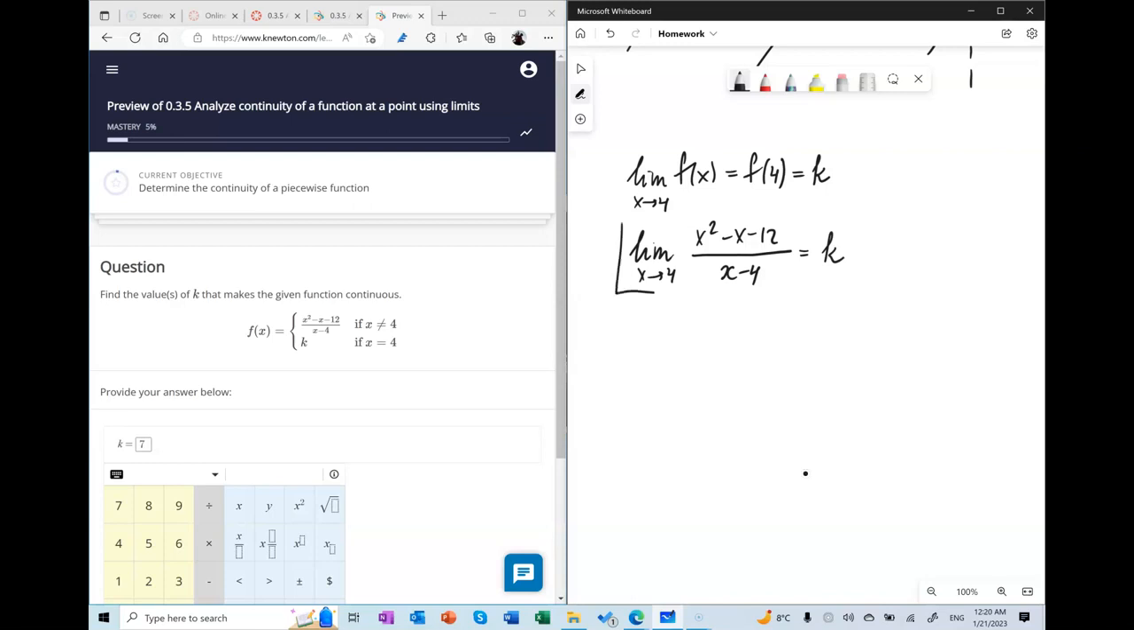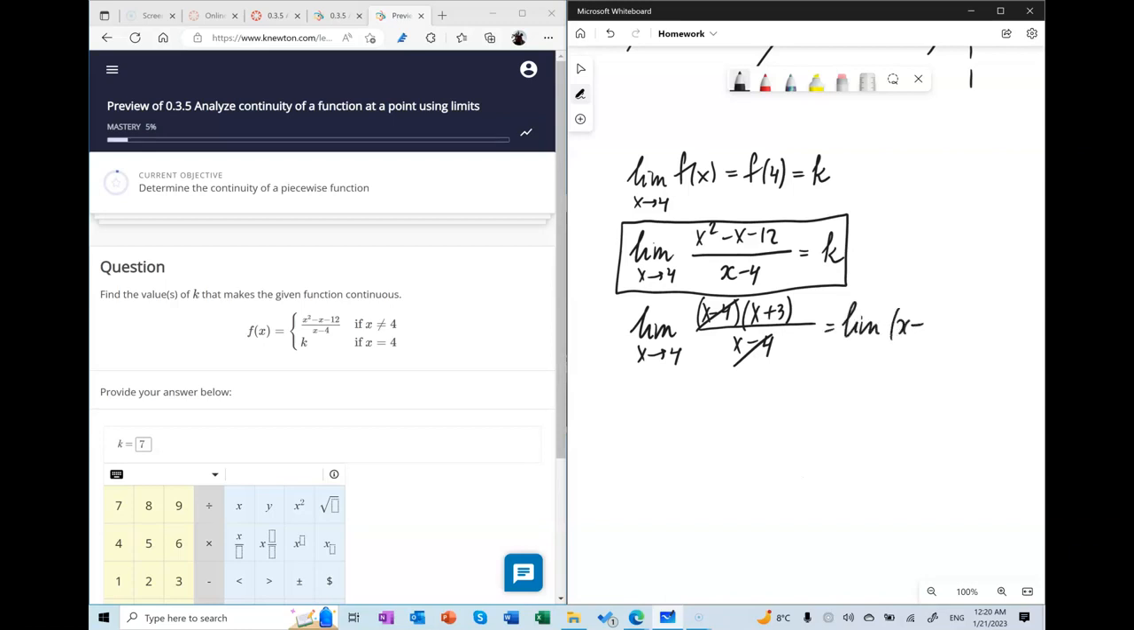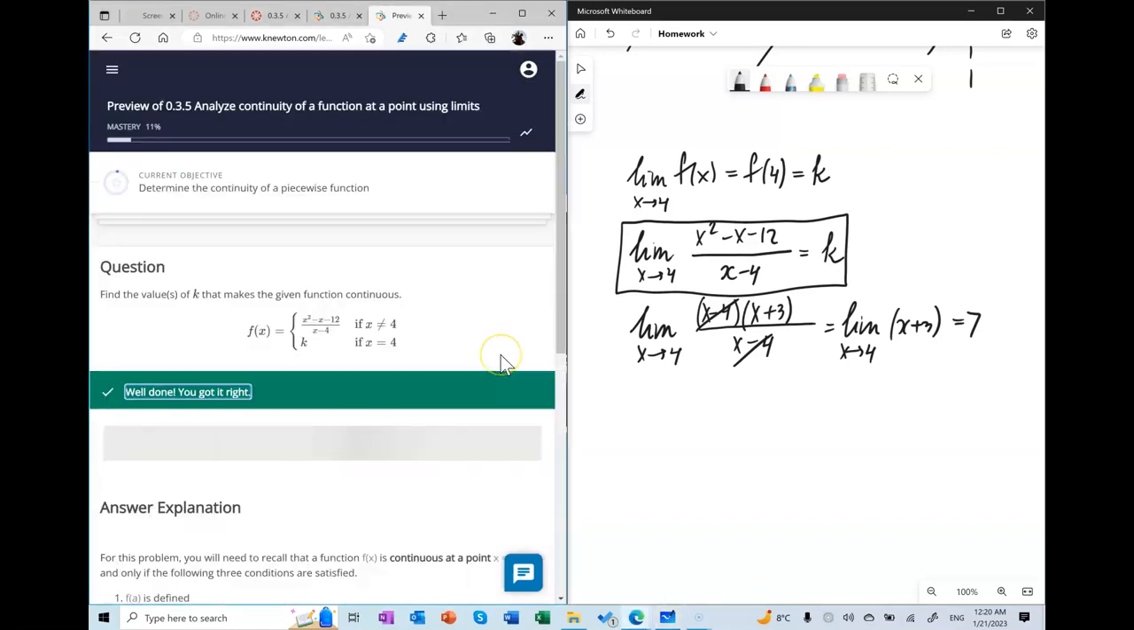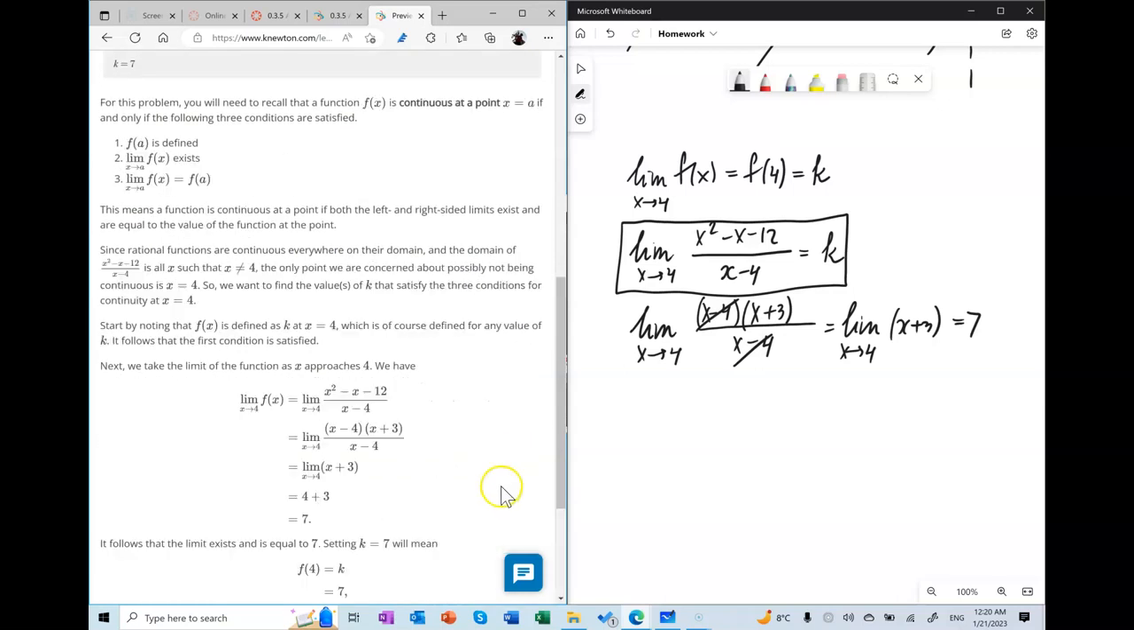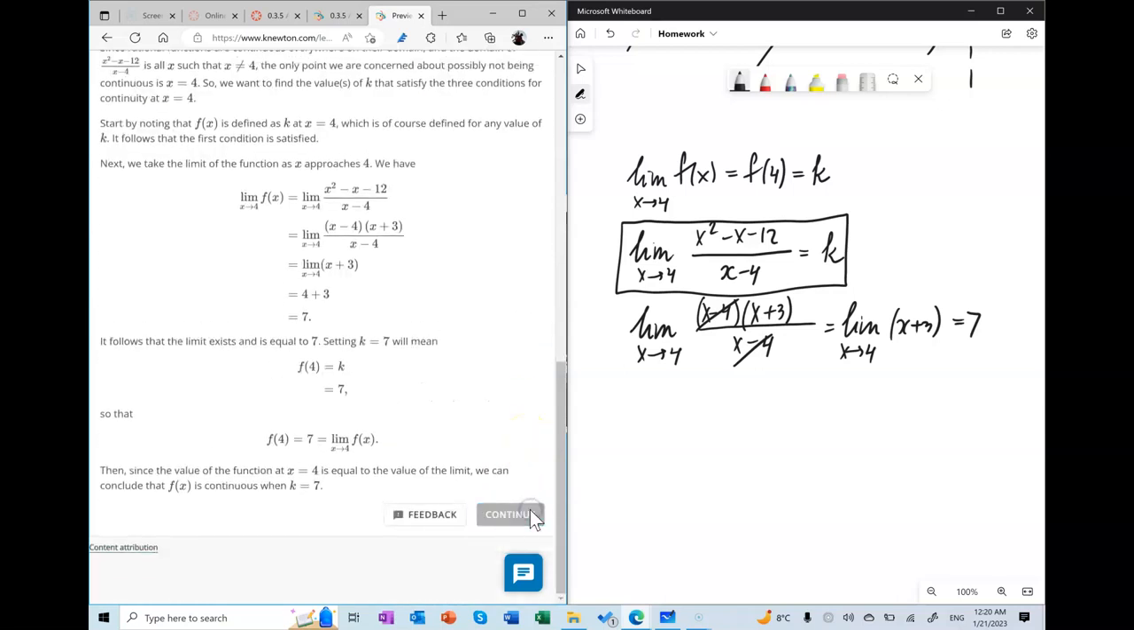So if you want to do it analytically, this is your question. The question is, what is the limit of this rational function as x approaches 4? And again, analytically, we can answer this question by factoring out x minus 4 from the numerator. And the answer is 7, which we already knew. So these problems may look intimidating and hard, but they're not really hard once you understand what's going on.